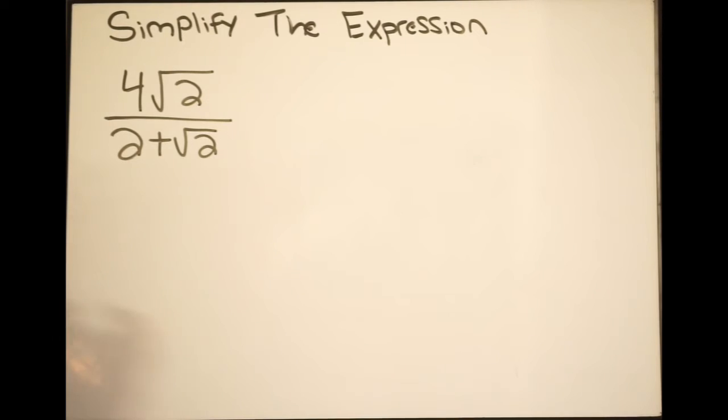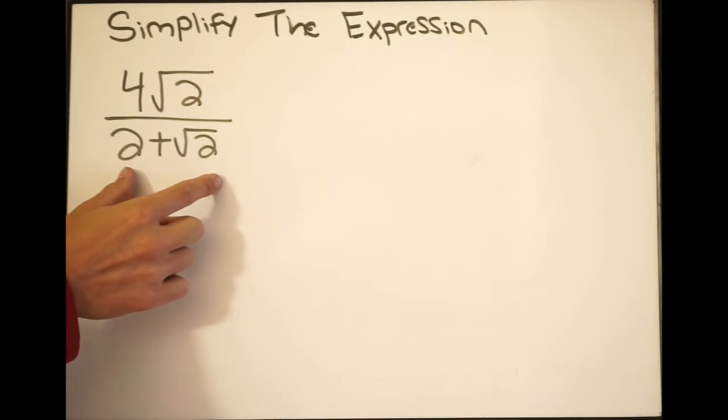Okay, so in this example, we're being asked to simplify the expression. Now notice we have a square root in our denominator. We want to get rid of that because this goes back to having an irrational number in our denominator. We don't want to do that, meaning we do not want to leave square roots in our denominator, right? So in order to do this, we're going to have to multiply by the conjugate.